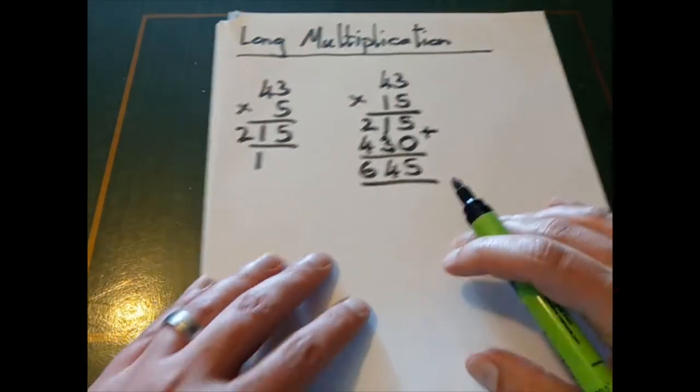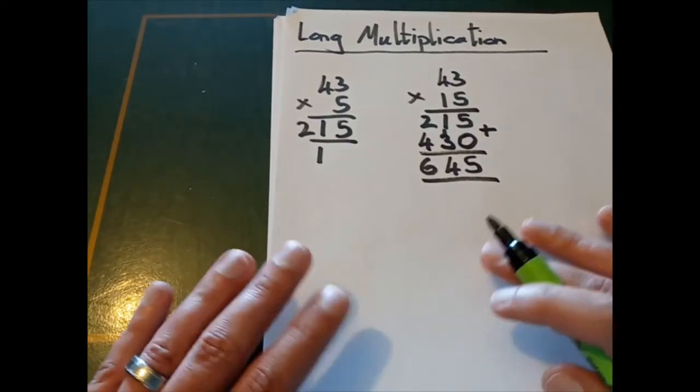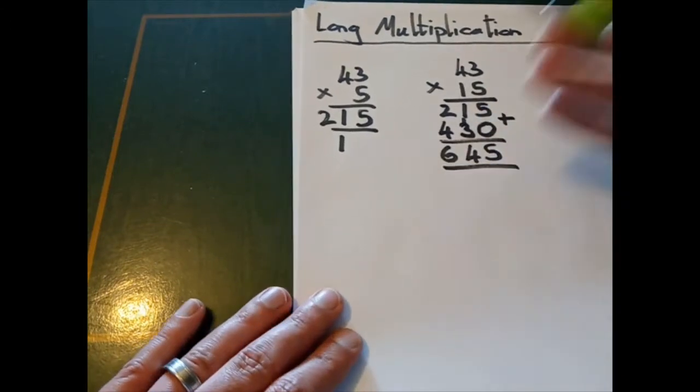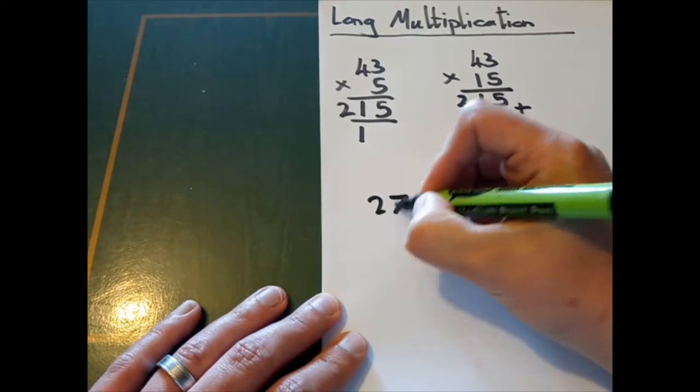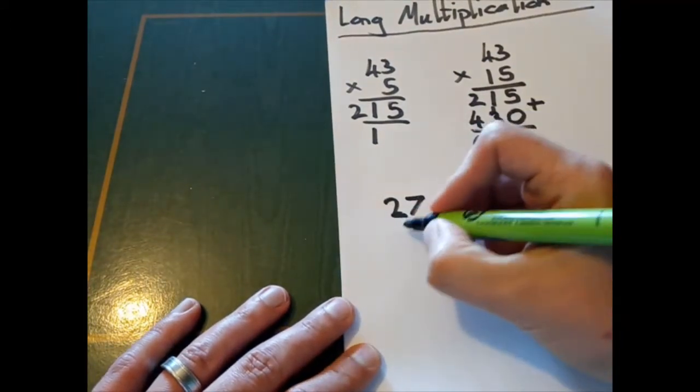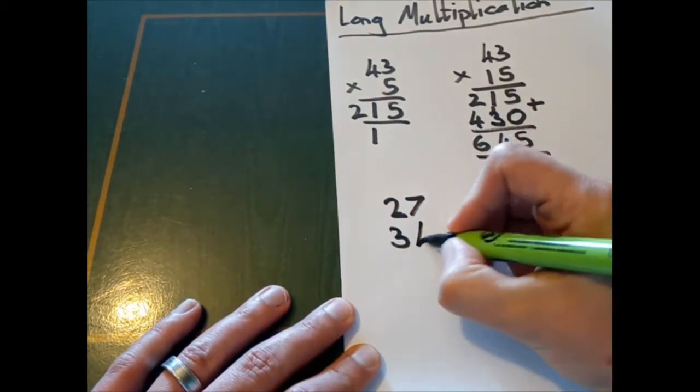Okay, let's do a couple more to check our method. So again, I'm just going to choose some random numbers off the top of my head. Let's have 27 and 34.